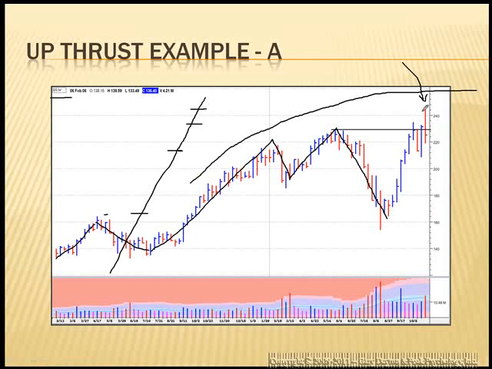So now what we do is we wait. We're patient. And we wait for this kind of situation, or we might get a lower high and then it starts coming down again. Okay, one of those two things. But here we get the upthrust. That's what we're looking for.